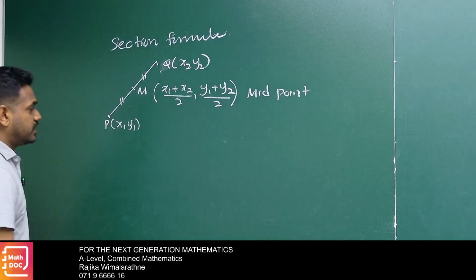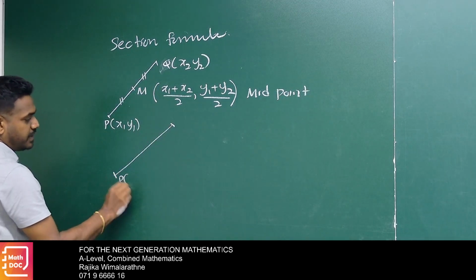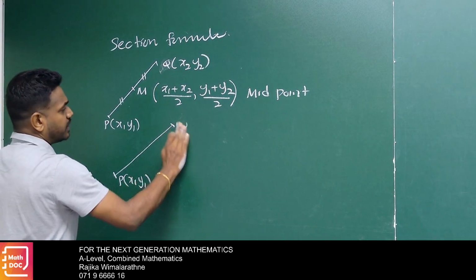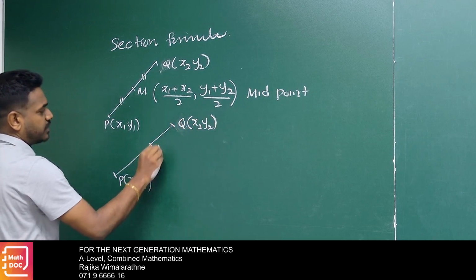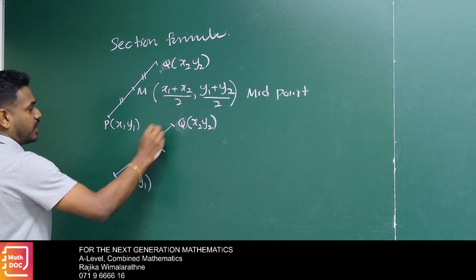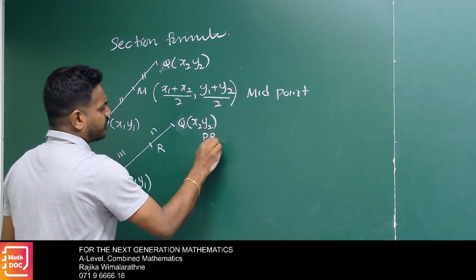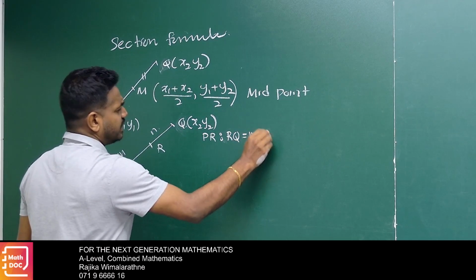Okay, then there's another thing. Here the general case: P (x1, y1). We have done these things before. Here Q (x2, y2). Take point R, with PR to RQ as M to N. Internal division.